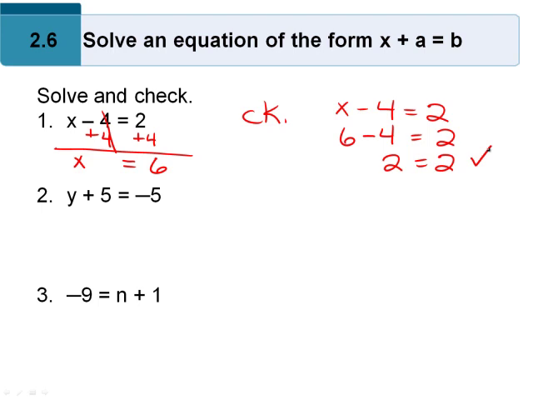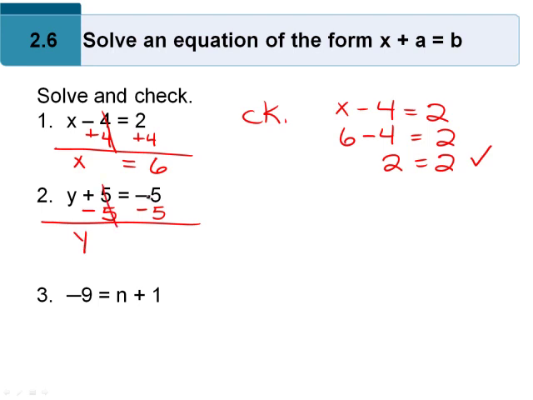Okay? Let's look at number 2. Y plus 5 equals negative 5. So y is our variable, which means we're trying to get rid of that 5 that's on the same side with the y. So since it's a positive 5, we're going to use a negative 5. So we put minus 5 on both sides. The y comes down. The 5's cancel.